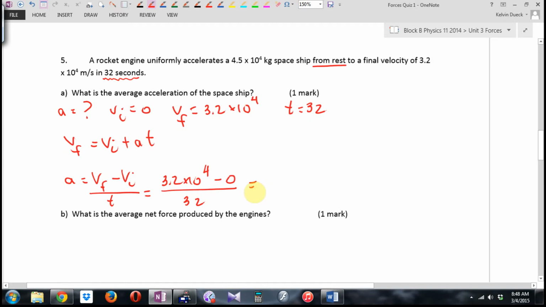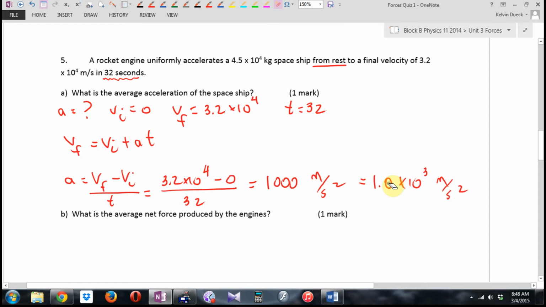I'm doing this in my head. Do you get 100 or 1,000? 1,000. Sorry, 1,000. Yeah. 1,000 meters per second squared. I guess technically I should go 1.0 times 10 to the third, because as I notice, 2 sig figs, 2 sig figs, 2 sig figs. Fair enough. 1 mark. Is that okay, Riley?